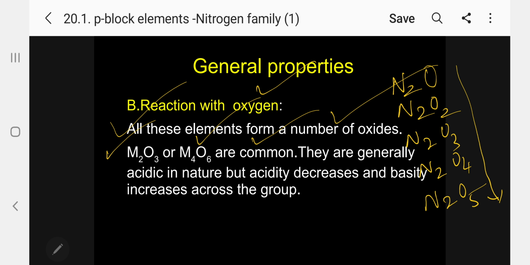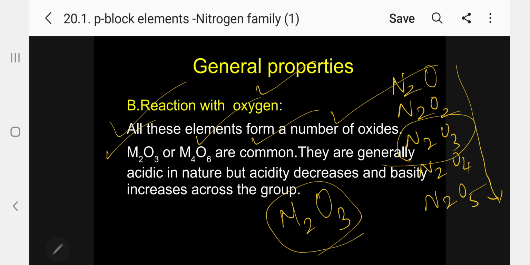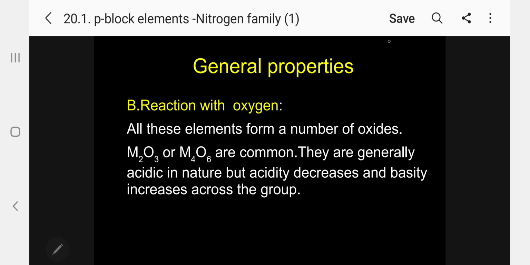Kindly follow. But if you go for the other members, there are generally two forms. This is the general formula: M2O3 is the common general formula, or the corresponding dimer M4O6. They are generally acidic in nature. Kindly follow. All oxides of the nitrogen family are acidic in nature, but acidity decreases and basicity increases across the group.